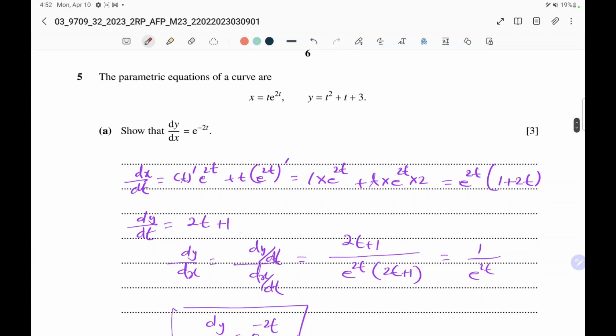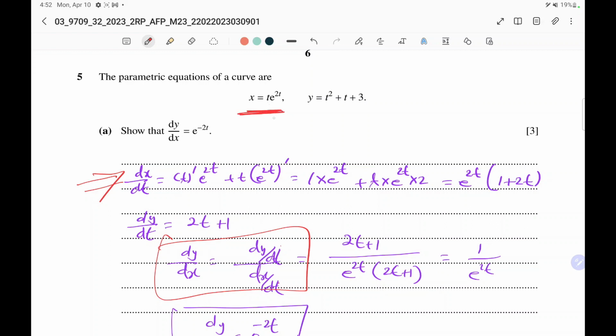Now the parametric equation of the curve: x is t times e to the power 2t, and y is t squared plus t plus 3. So dy by dx we need to find. We know that dy by dx is dy by dt over dx by dt. So we need to find dx by dt first. So just differentiate with respect to time. So the product rule we have to apply.